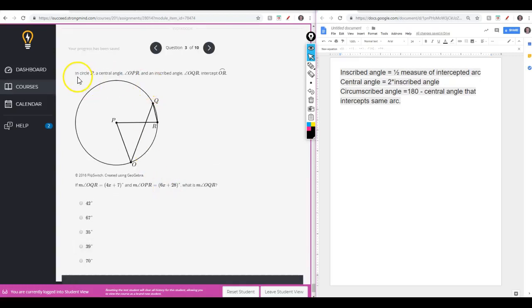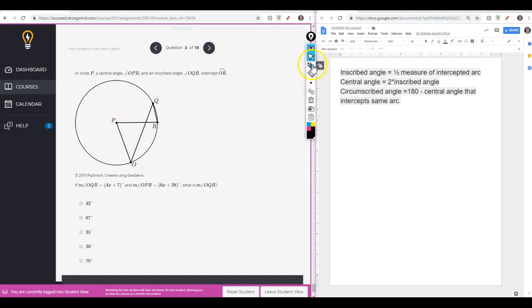Okay, question 3. Circle P has a central angle, angle OPR, and an inscribed angle, angle OQR, that intercept arc OR. If the measure of angle OQR is equal to 4x plus 7, and the measure of angle OPR is equal to 6x plus 28, what is the measure of angle OQR?